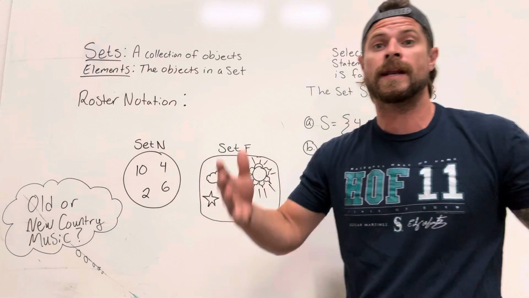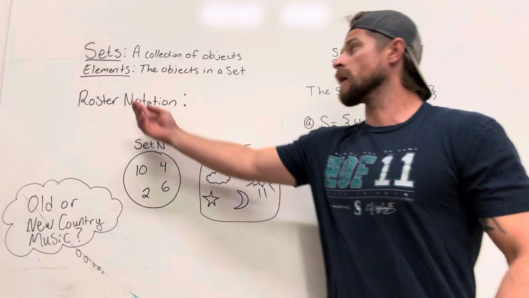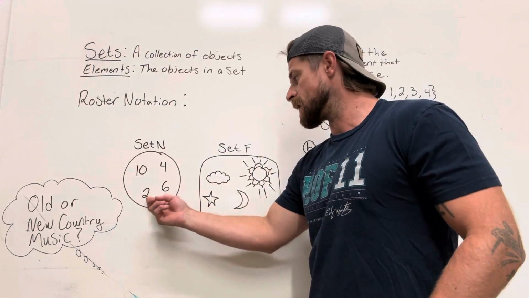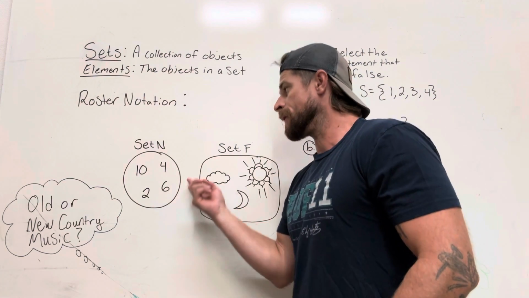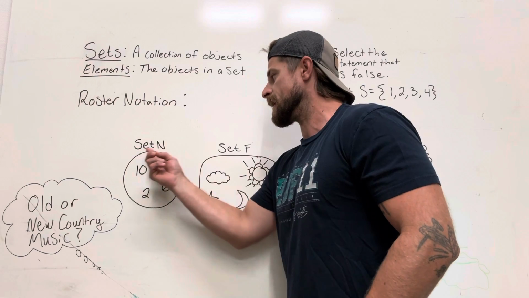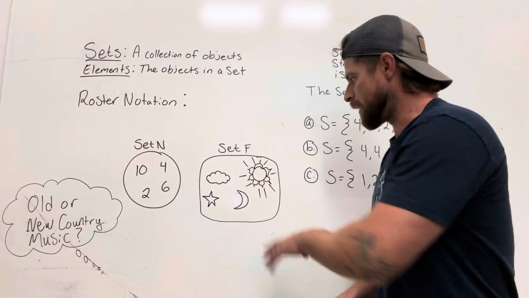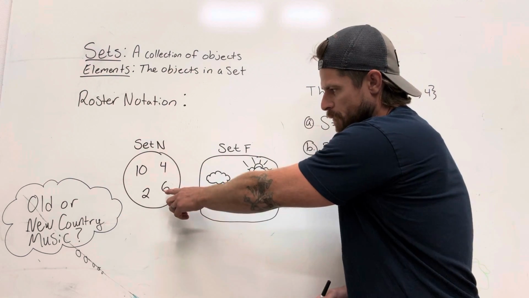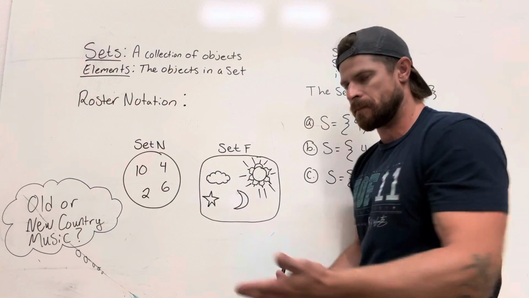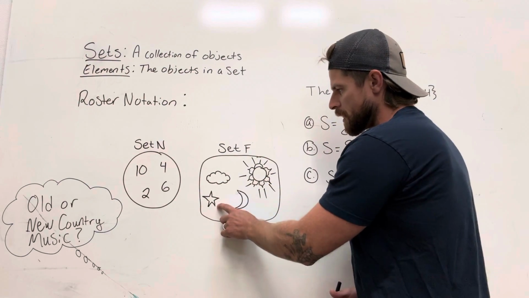So first off, what is a set? A set is a collection of elements. So our elements are found within our set. These are our elements here, 10, 4, 2, and 6. And the overall set is set N, which is labeled with the circle. Here I did more of a box for set F. And in set F, it looks like we don't have numerical values. We've got some images. I did my best with my drawings for you. Looks like we've got a cloud, a sun, a moon, and a star.